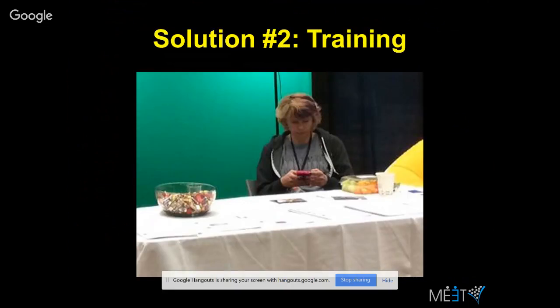The next is to make sure that there is training, and common training, for the people who will be in the individual booths, so that they know what's appropriate and what's expected. We don't want them on their cell phones and texting and all that kind of stuff.